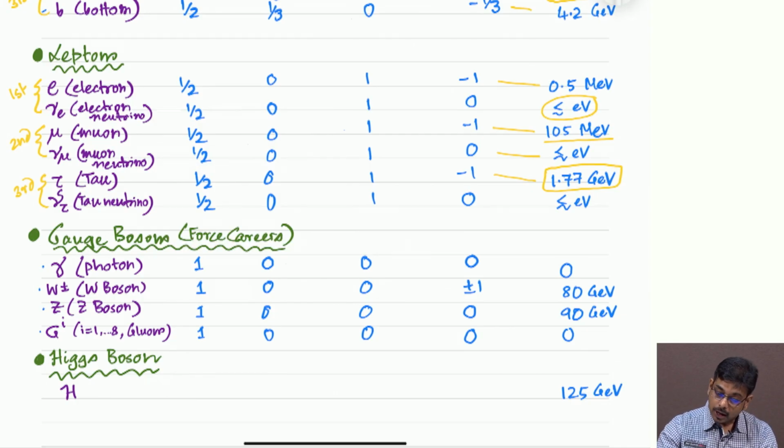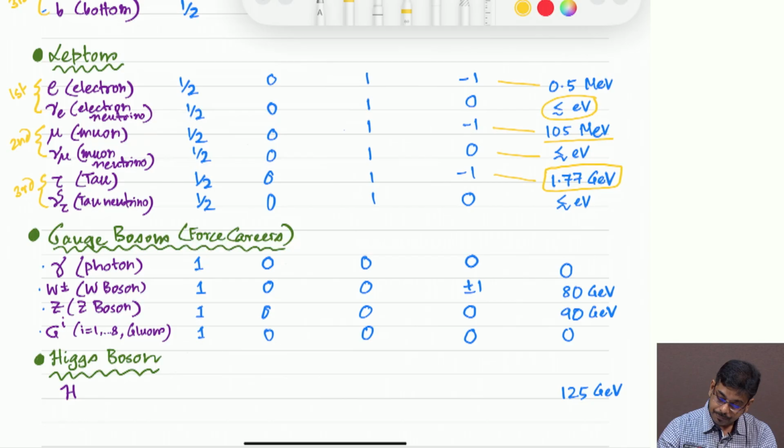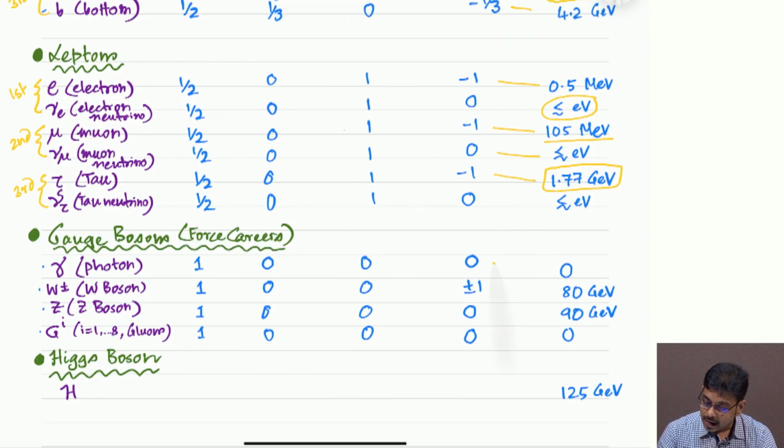Let us talk about the masses of these particles. The photon is identically massless, whereas, interestingly, the W plus minus and Z, the carriers of the weak force, are both massive, they have masses.